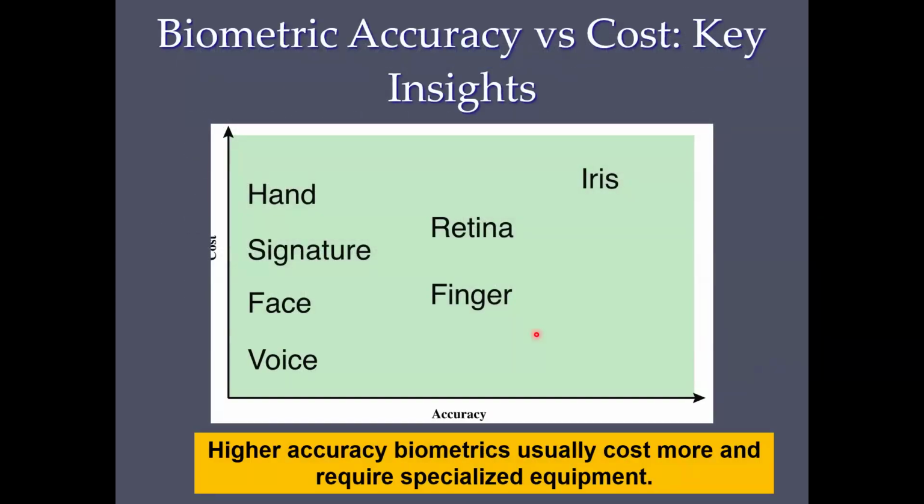So this is a chart or graph that compares the accuracy across the cost of these given biometric authentication methods. Obviously, the higher the accuracy of a biometric authentication method, the higher the cost. Iris focuses on the inner portion of your eye, and that is the highest and most expensive one. Voice is on the lower end in terms of cost, but it also ranks the lowest in accuracy.